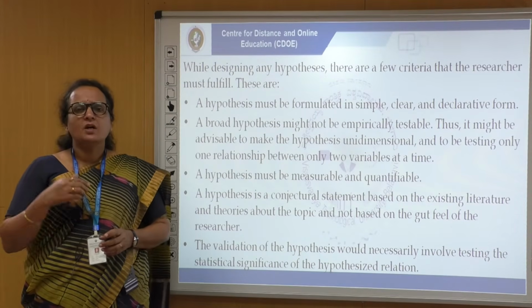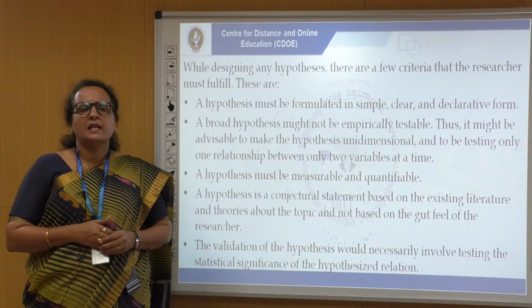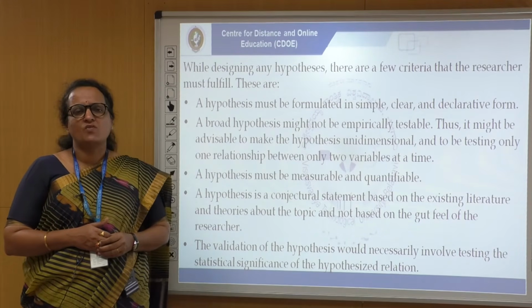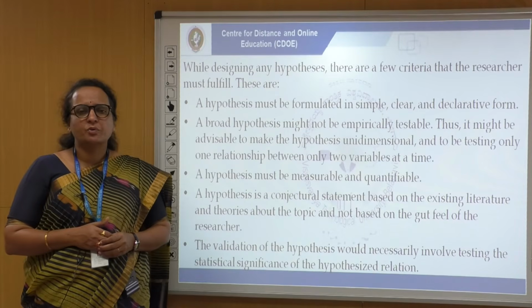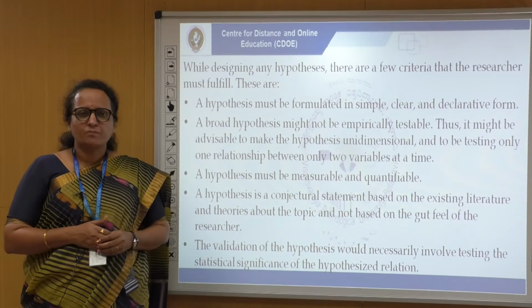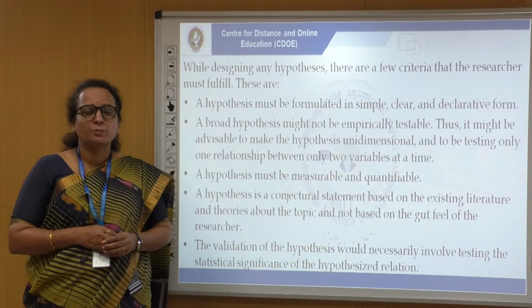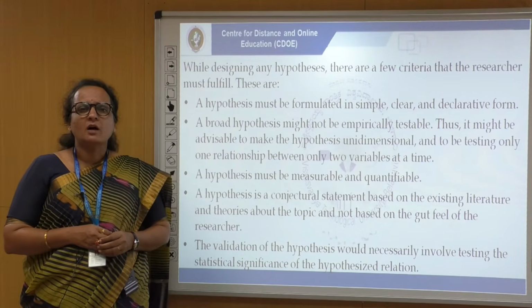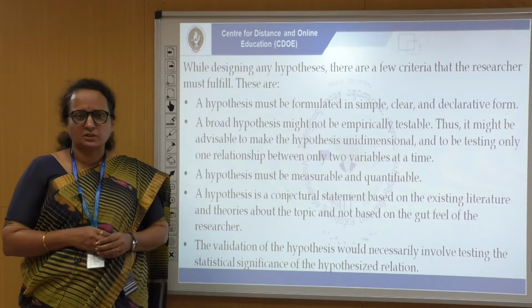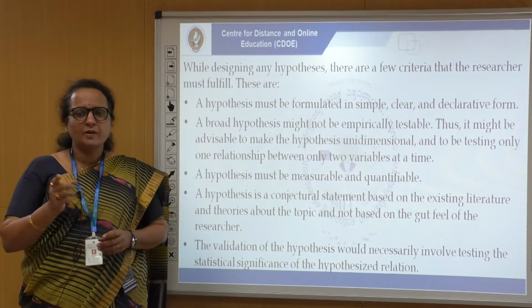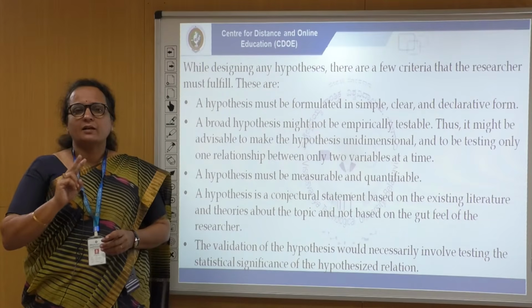For example, if you are stating the hypothesis, sales are declining because of poor quality and lack of advertisement. This is not a unidimensional hypothesis, because there are two independent variables you are considering in one hypothesis. That is not advisable, that is not a good hypothesis. A hypothesis should highlight the relationship between two variables at a time.